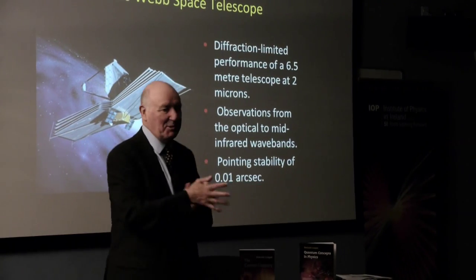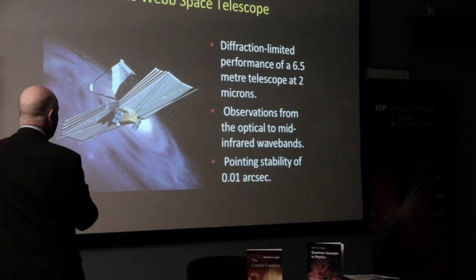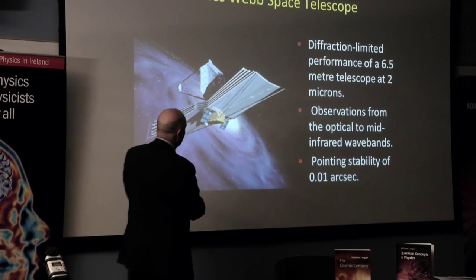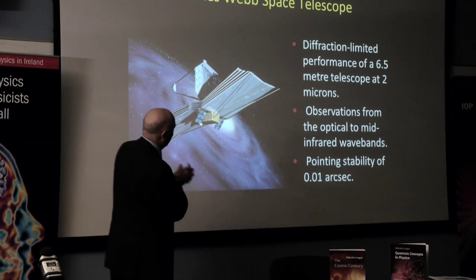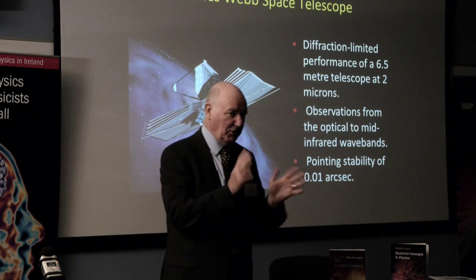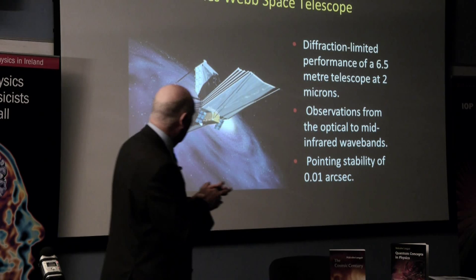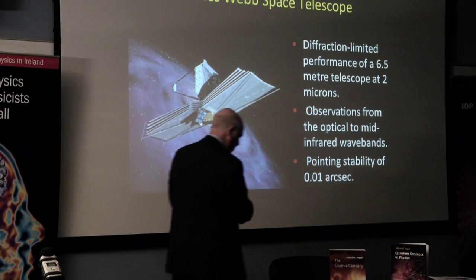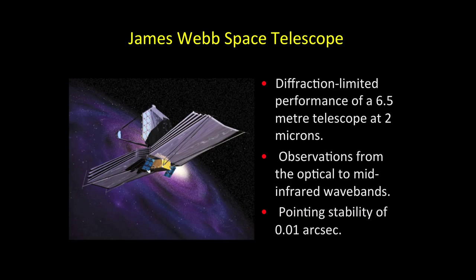The James Webb Space Telescope is the next big telescope to go up. It's a diffraction-limited 6.5-meter telescope, primarily operating in the near-infrared waveband. 1 to 2 microns is its best region of operation. The reason is that the galaxies we're going to be looking at are so far away that all of the energy distribution is redshifted into the infrared waveband. So the galaxies that you look at with this are all going to be infrared objects.